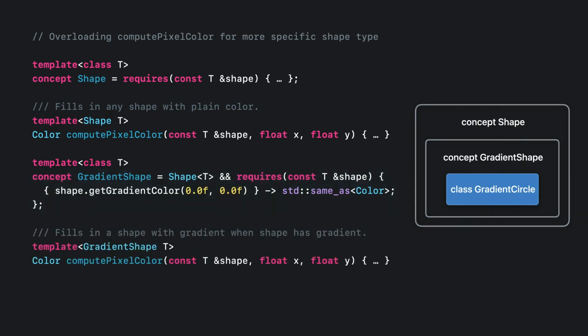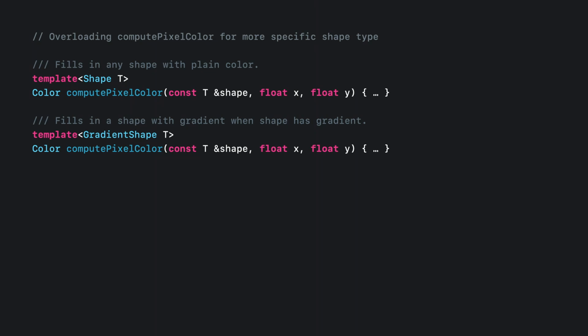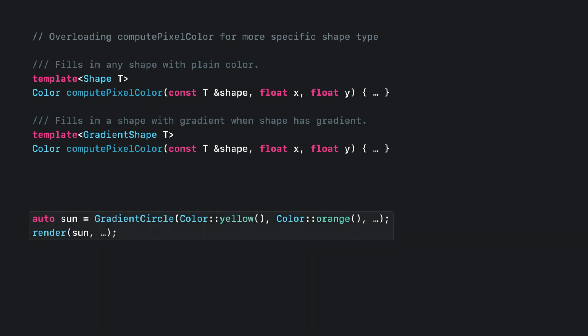Now that I have created the gradient shape concept, I can go ahead and create a new variant of computePixelColor. This function template only works with shape classes with a gradient, like the gradient circle class, as it is constrained by the gradient shape concept. Now that I have all the pieces in place, I can go ahead and try rendering a circle with a gradient. Here, I'm rendering a gradient circle.